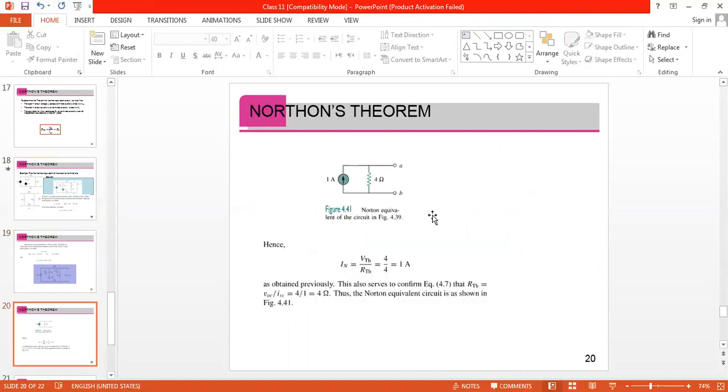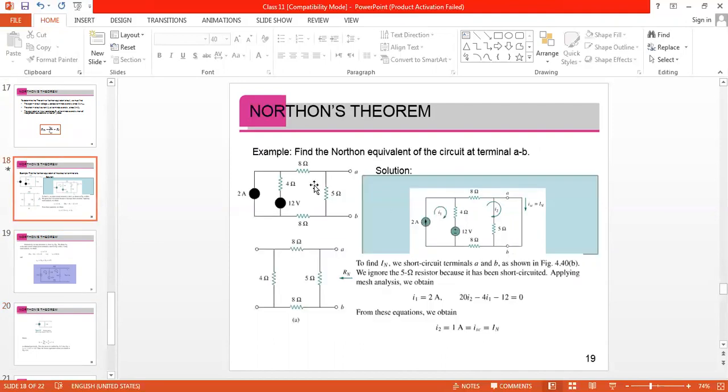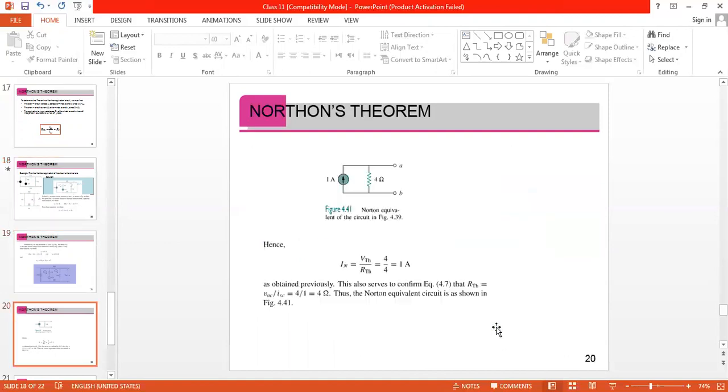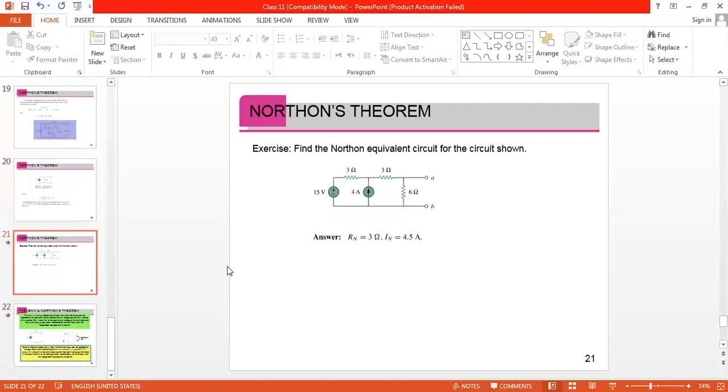So that's it. We can replace all of this circuit with one current source, that's IN, and RN. But you have to keep one thing in mind, that you have to put this RN in parallel with this current source. So this is how to solve different circuits for Thevenin theorem and Norton theorem.